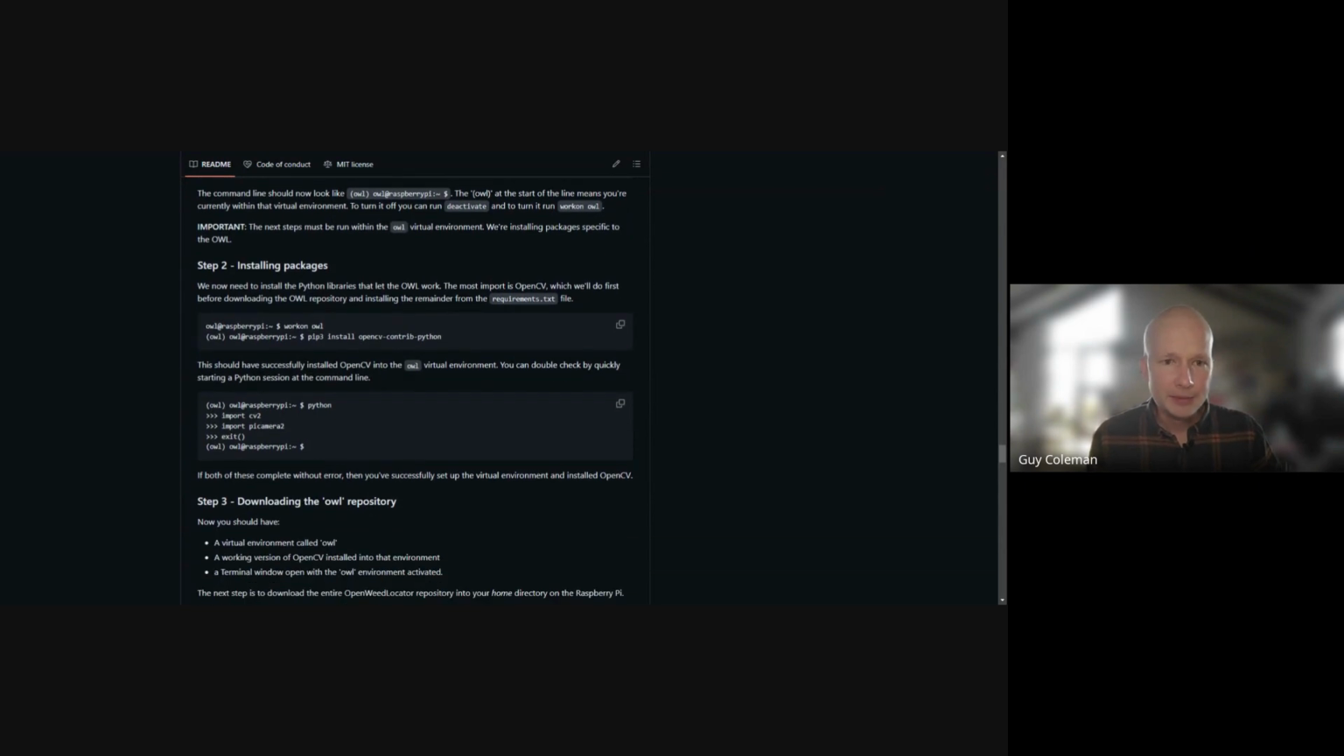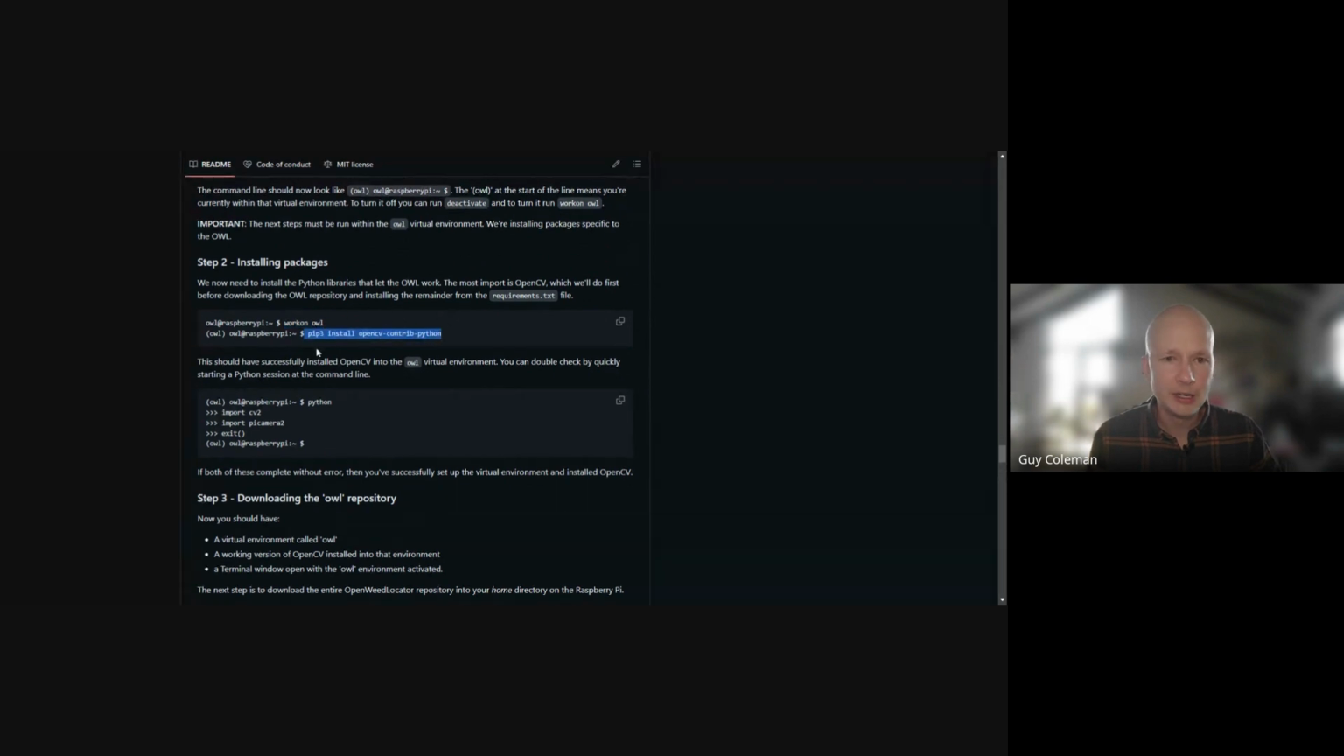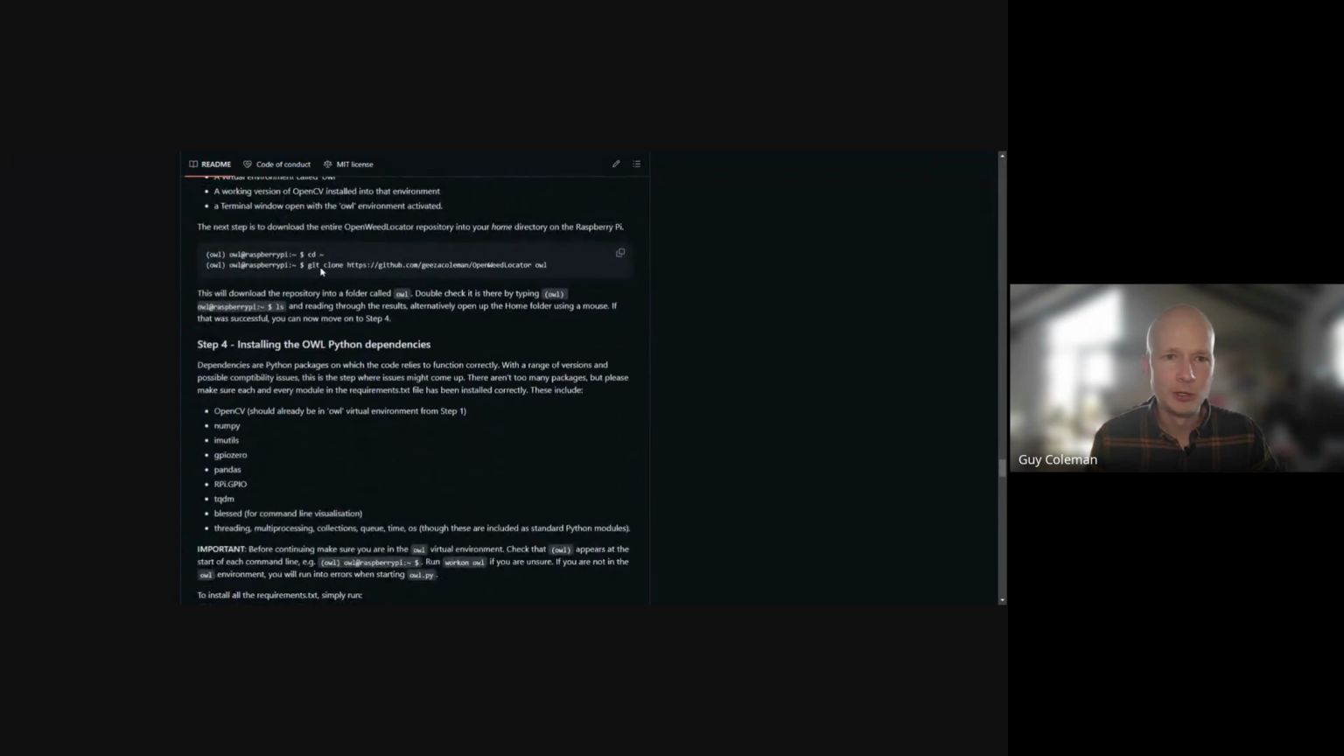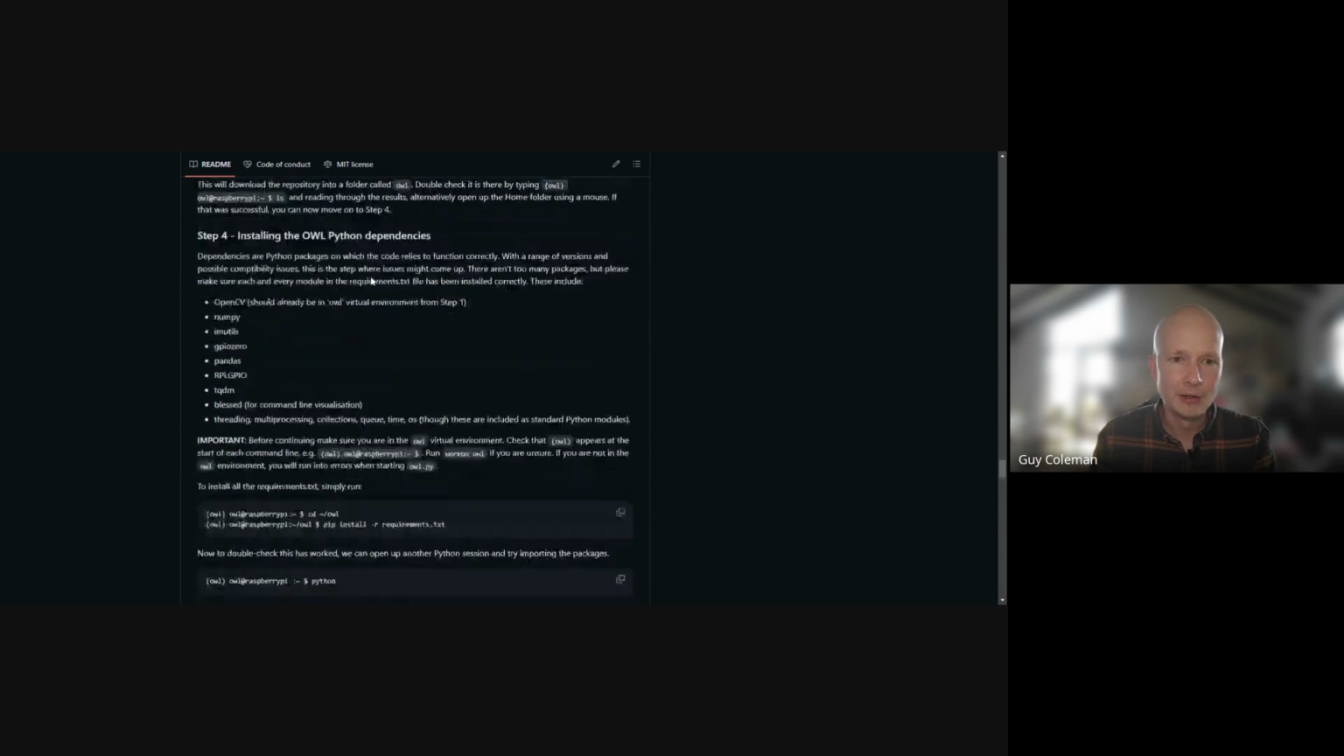Then the next steps, just to activate that virtual environment, so workon OWL. Then you pip install OpenCV, just check it's working. Down here, you want to clone this repository, and that just means copying it and saving it to your hard drive. And you want to save it to the home directory, which is what this line here does, and saves into a folder called OWL. That might take a little moment to download.